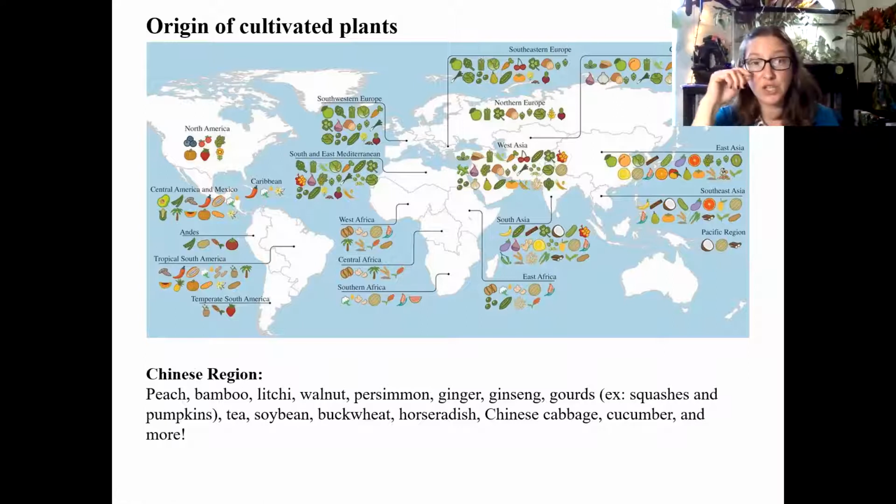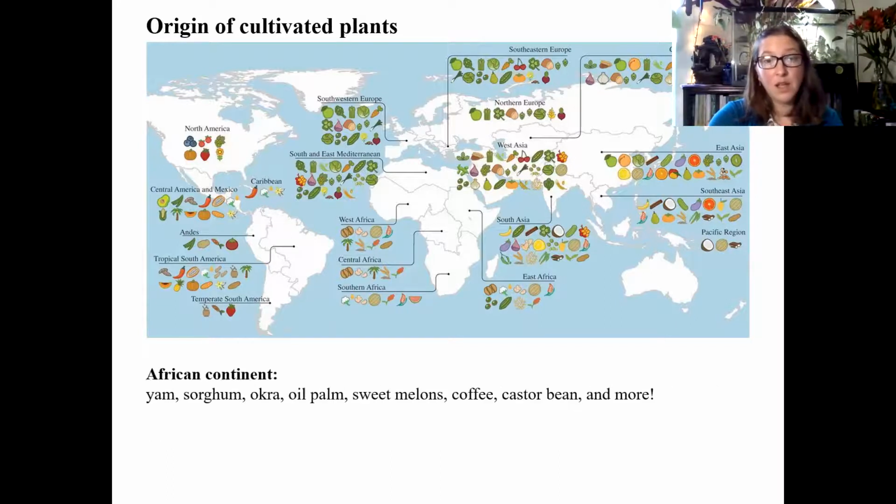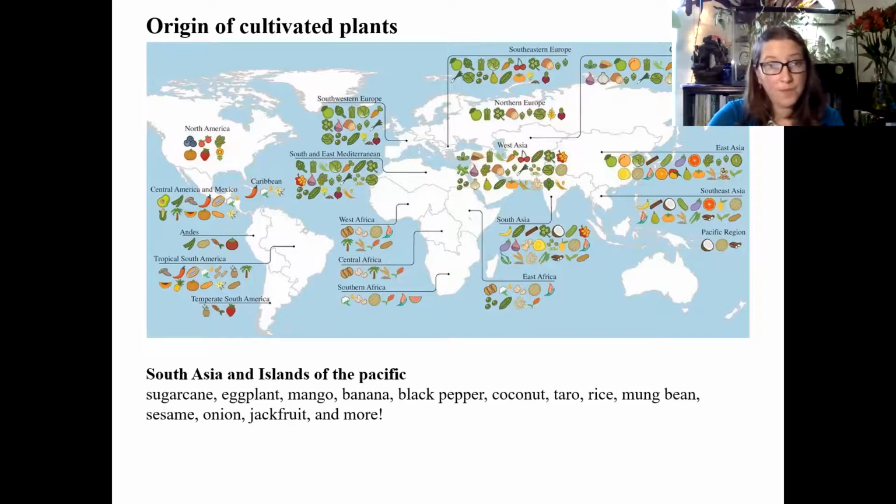You look at the Chinese region, some of the things to highlight are peaches, also bamboo, ginger, ginseng, gourds like squashes and pumpkins, tea, horseradish, etc. In the African continent, you're looking at coffee, okra, yams, sweet melons, and lots more. In South Asia, you're looking at things like eggplant, mango, black pepper, which, I mean, can you imagine going a day without using pepper? I'm sorry, I use it in everything. Taro, mung bean, sesame, etc.